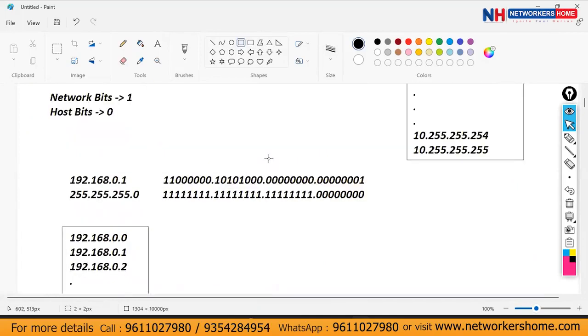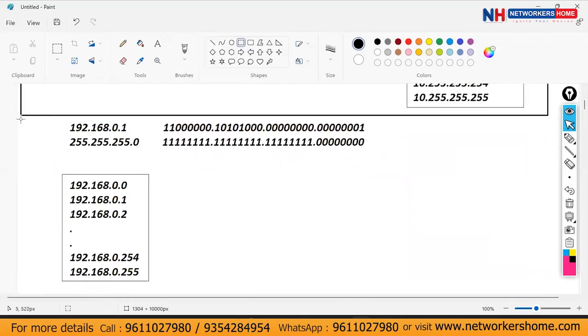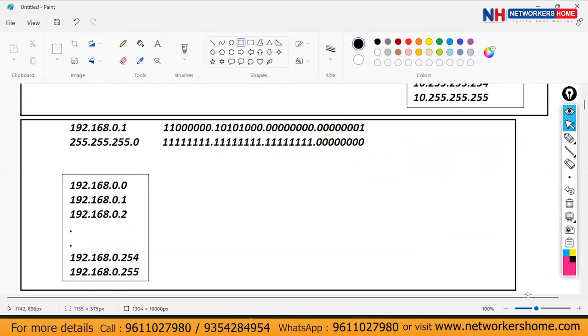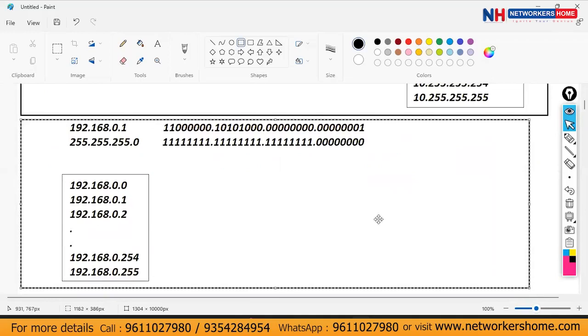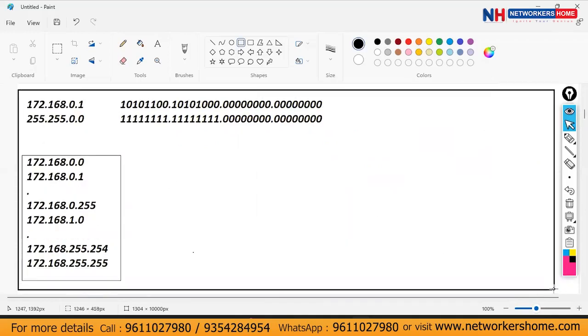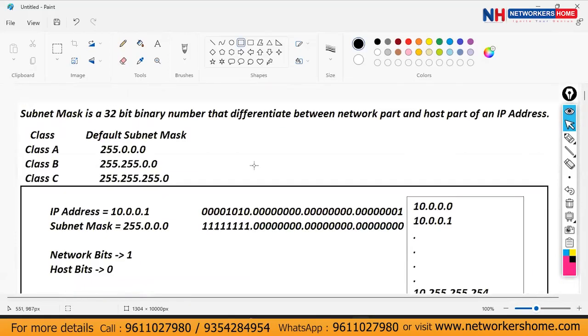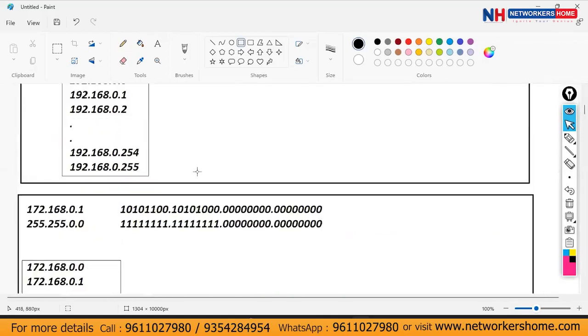This calculation is for class A. This is class C and class B. Okay, so now you know how you can calculate by looking at the subnet mask. If you are given an IP address and a subnet mask, you can easily calculate the range, right? Okay, let's do an example.